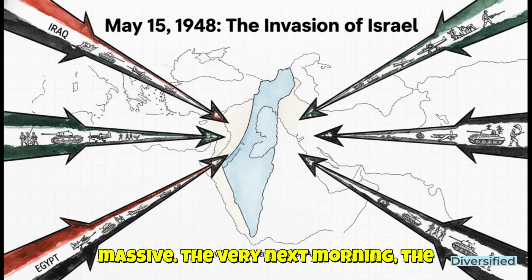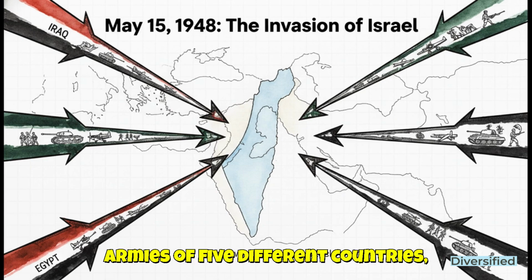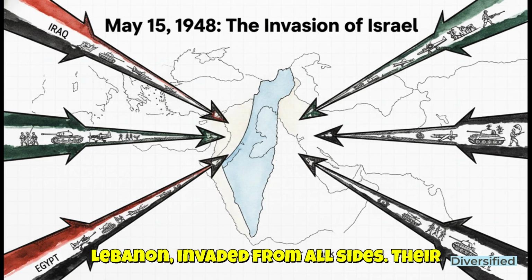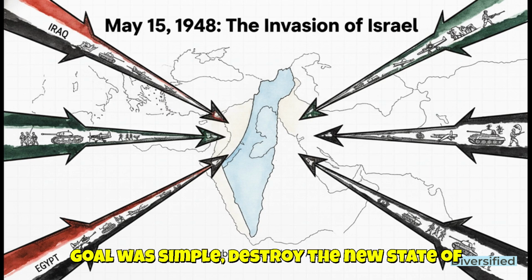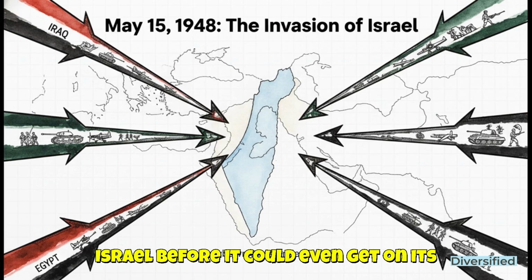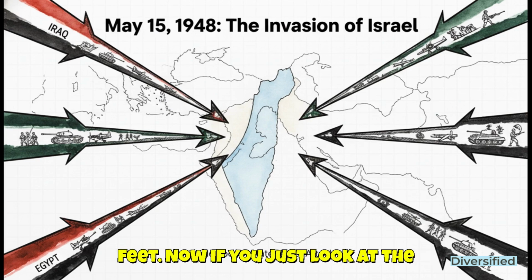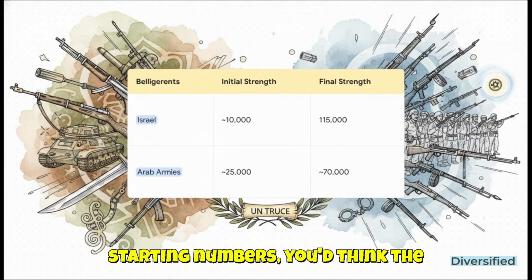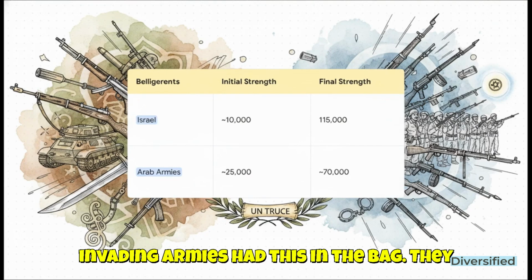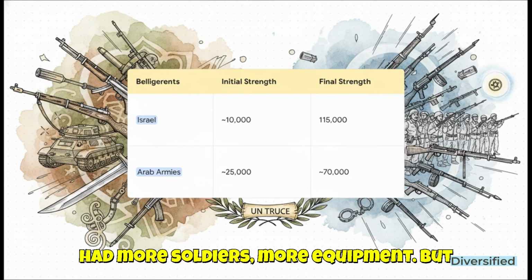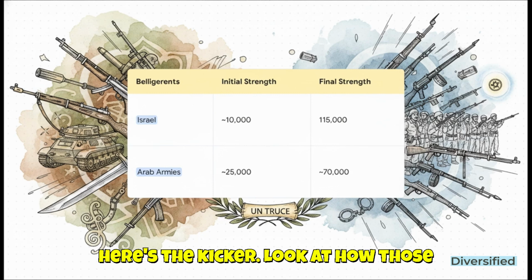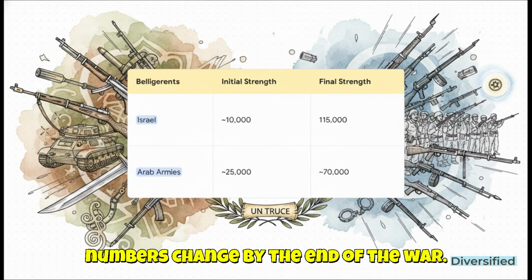It was swift and it was massive. The very next morning, the armies of 5 different countries, Egypt, Transjordan, Syria, Iraq, and Lebanon, invaded from all sides. Their goal was simple: destroy the new state of Israel before it could even get on its feet. Now, if you just look at the starting numbers, you'd think the invading armies had this in the bag. They had more soldiers, more equipment, but here's the kicker. Look at how those numbers changed by the end of the war.